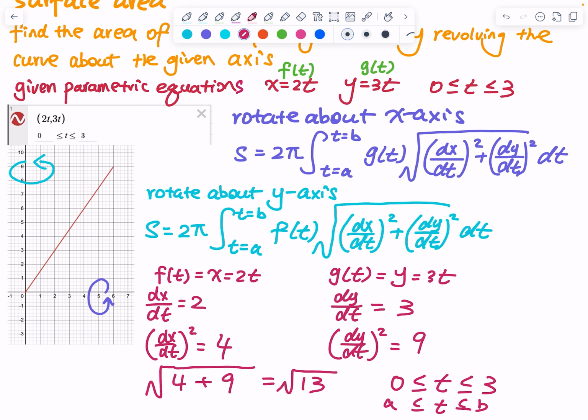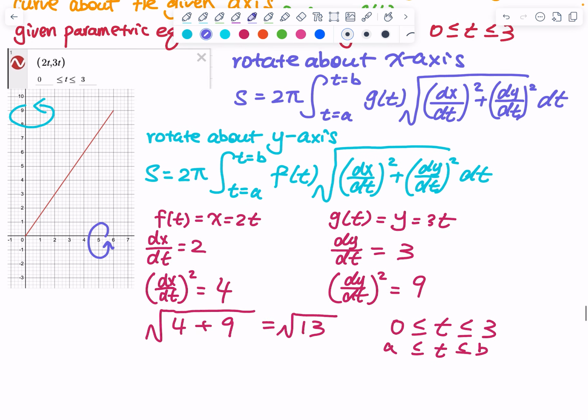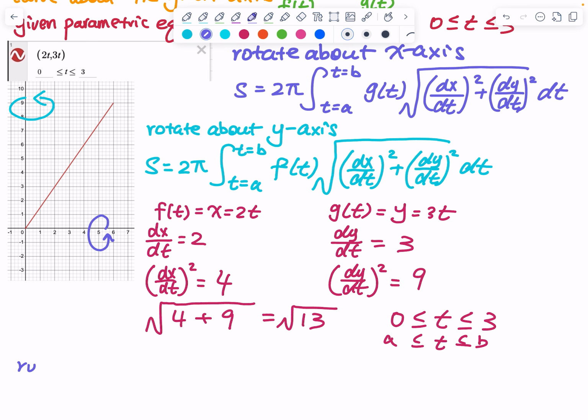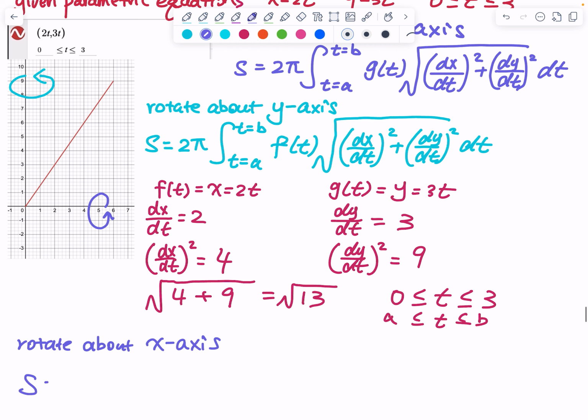All right, and then we rotate about the x-axis. I am going to follow the right color code. So rotate about the x-axis, and then I have S equals 2 pi, integral from 0 to 3, g of t, times the square root. Okay, I use red, that is easy to read, and then dt.